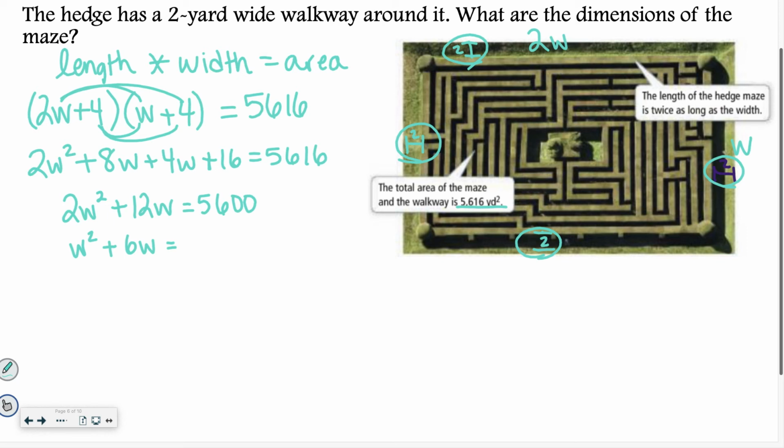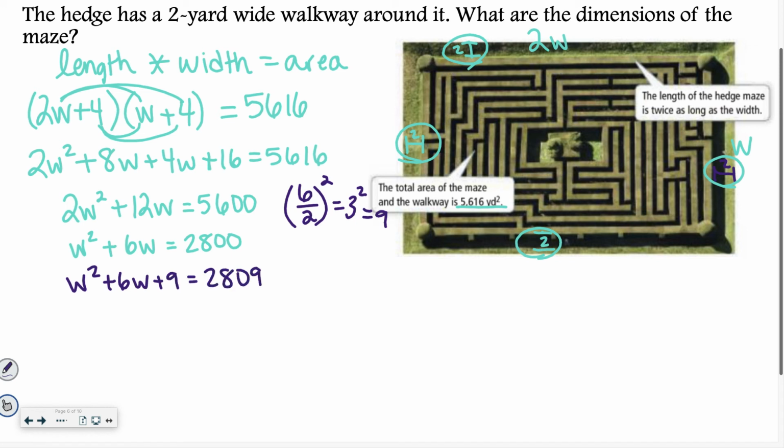5,600 divided by 2 is 2,800. Now that I've cut everything in half, now I start looking for that perfect square c term. So I take my b value, cut it in half, and square it. So 6 divided by 2 is 3. 3 squared is 9. So I'm going to say w squared plus 6w plus 9 equals 2,809. So I just added that 9 right in.